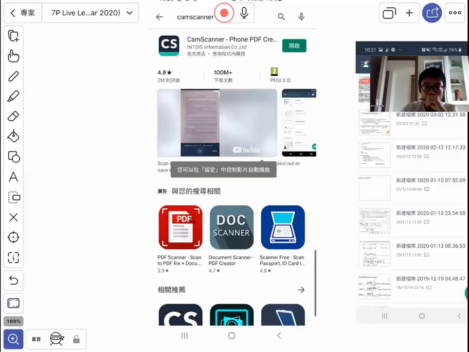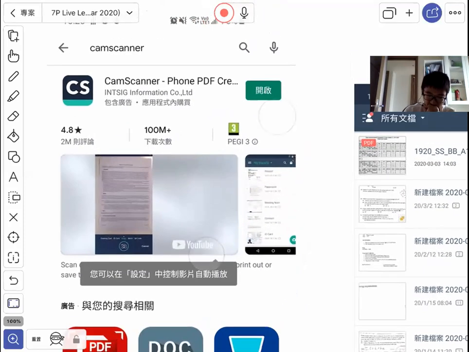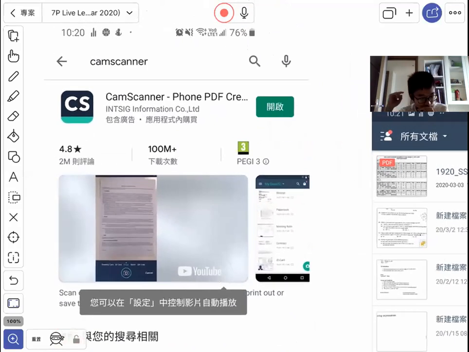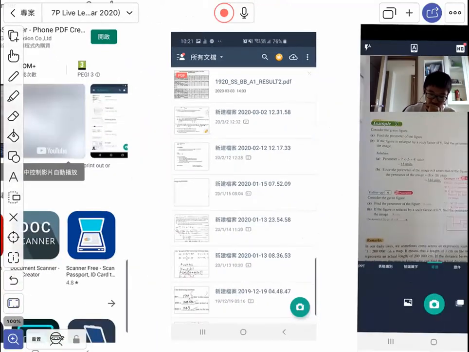Oh, right. So I would like to introduce this app to you. I think this is quite useful. Right. So I prefer CamScanner. Okay, you can just go to Google Play or App Store and then you can download it. Right. After you download it and you open it, you will see something like this.